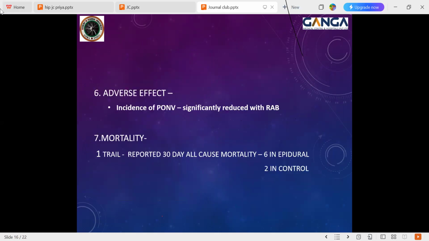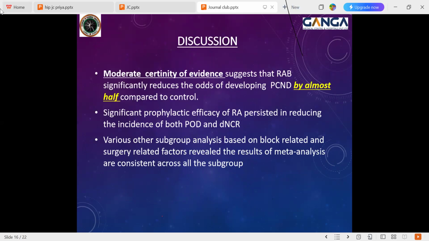Then the incidence of postoperative nausea and vomiting is also significantly reduced with regional anesthesia blocks. There was one trial which had reported 30-day all-cause mortality in this meta-analysis. Discussion. Moderate certainty of evidence suggests that regional anesthesia blocks significantly reduce the odds of developing postoperative cognitive dysfunction by almost half compared to the control.